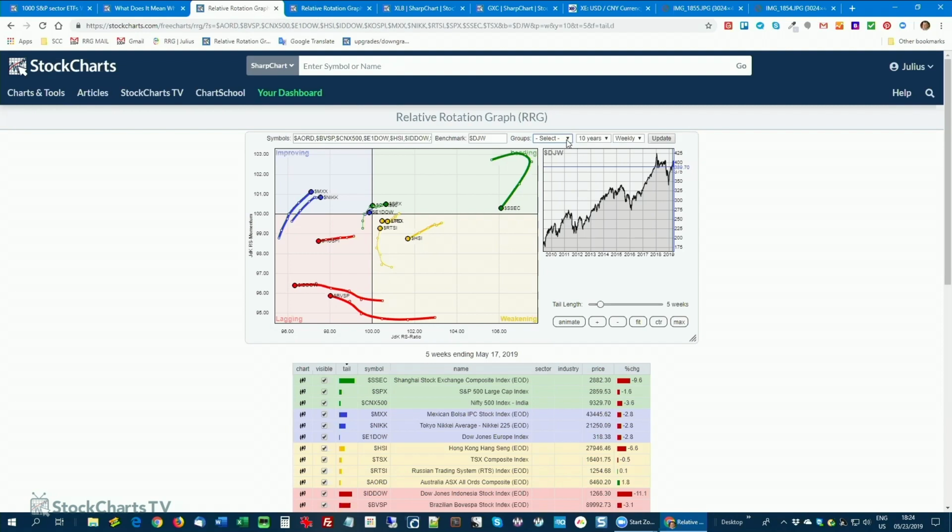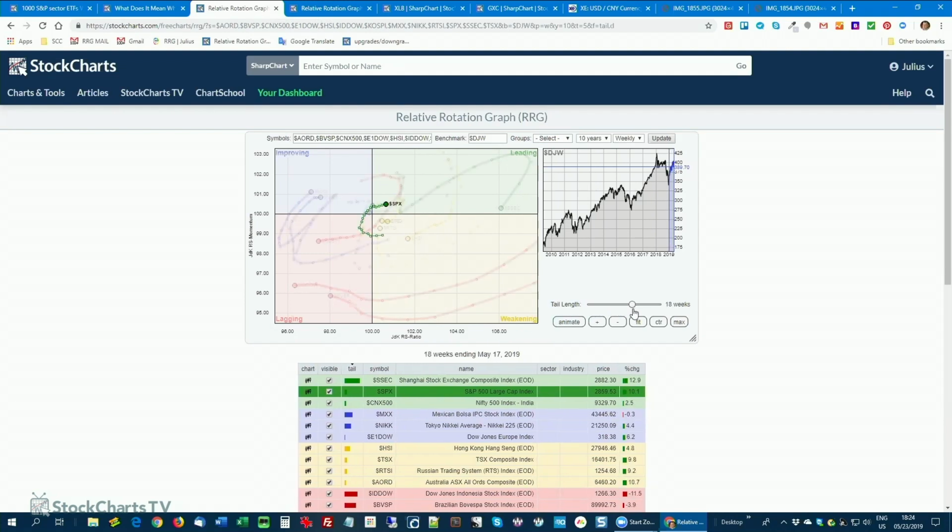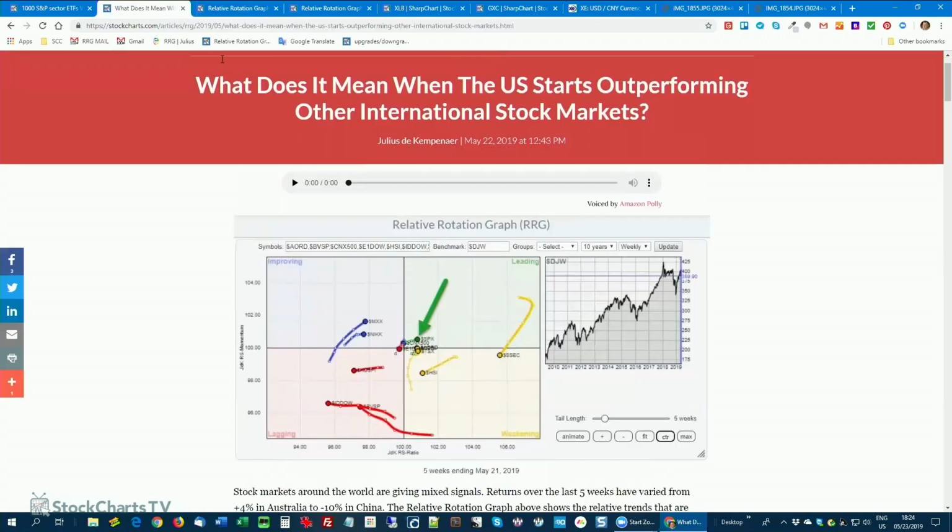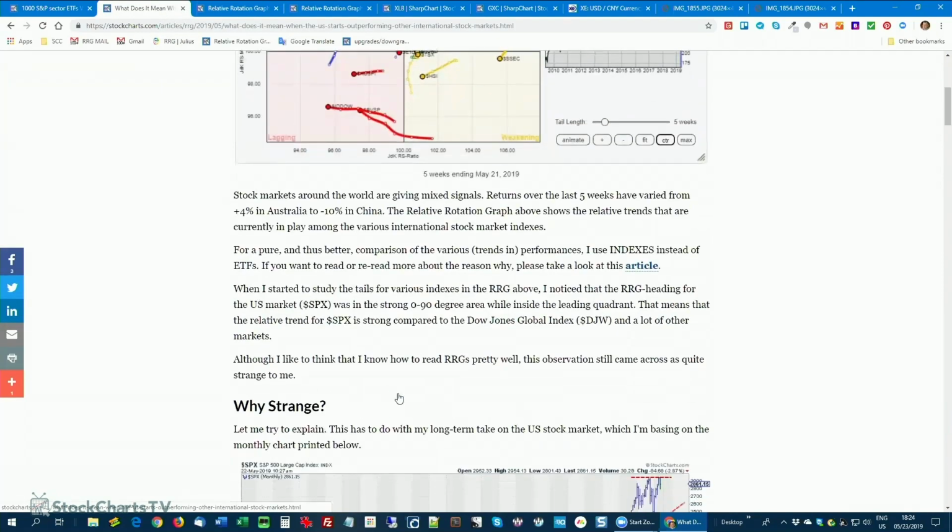When I went over it, I noticed that the S&P 500 is inside leading, and it's actually looking pretty good from an RRG point of view. It just turned around, penetrated the leading quadrant, still at a strong RRG heading, but for some reason it didn't feel okay. It didn't resonate with my view of the markets, and that has to do with my, let's say, longer term view of the U.S.